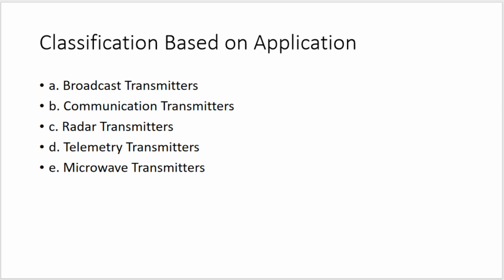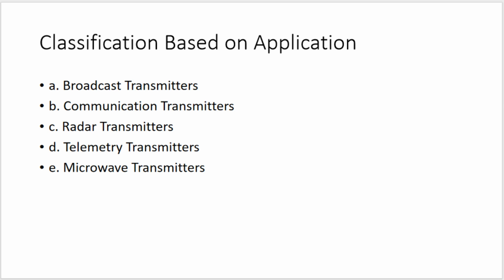And point C, the radar transmitter. Its function is to transmit high frequency signals to detect objects and measure their distance, speed, and other characteristics. Applications are weather radar, air traffic control, and military radar.